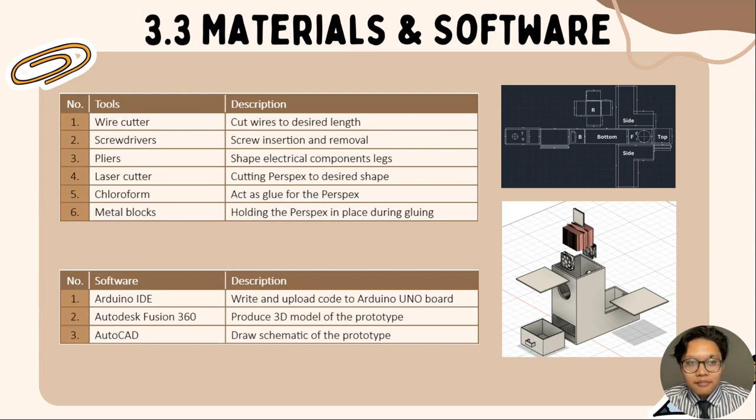To combine the perspex pieces together, we use chloroform, which acts as glue for the perspex, and to hold the perspex together while gluing, we use a few metal blocks.